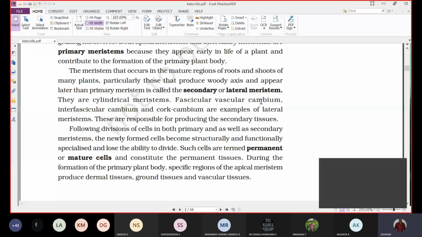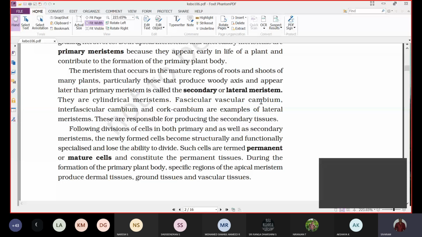And next, interfascicular cambium. Inter means in between. That means the cambium that is present in between two vascular bundles or vascular tissues. The cambium which is present between the two vascular bundles, we call interfascicular cambium. Already I told you cambium means meristem, which has the ability to undergo cell division.